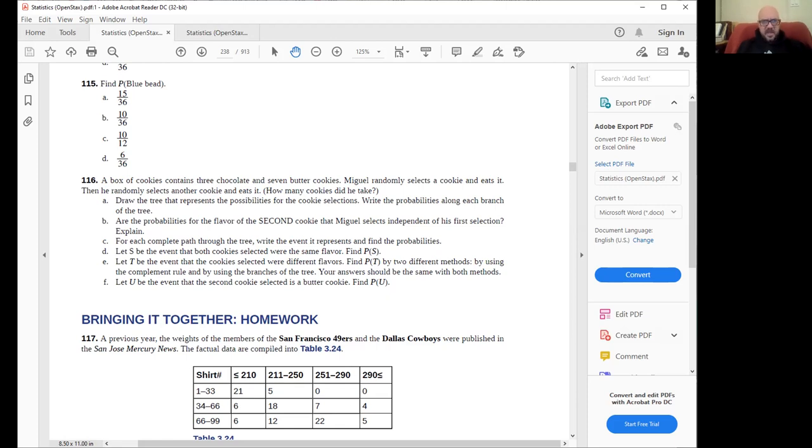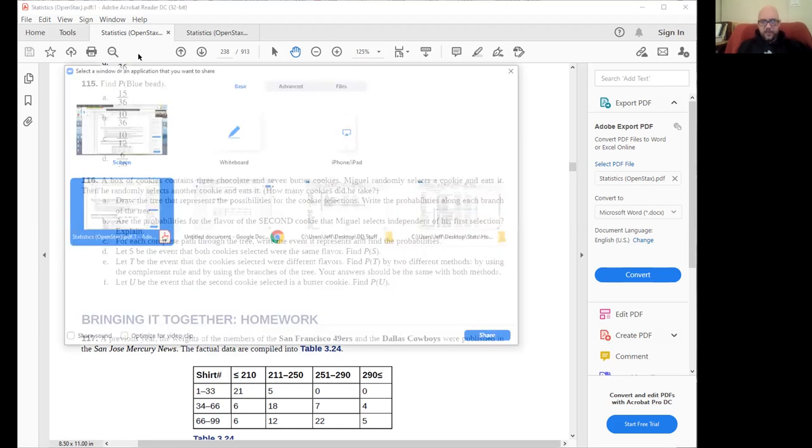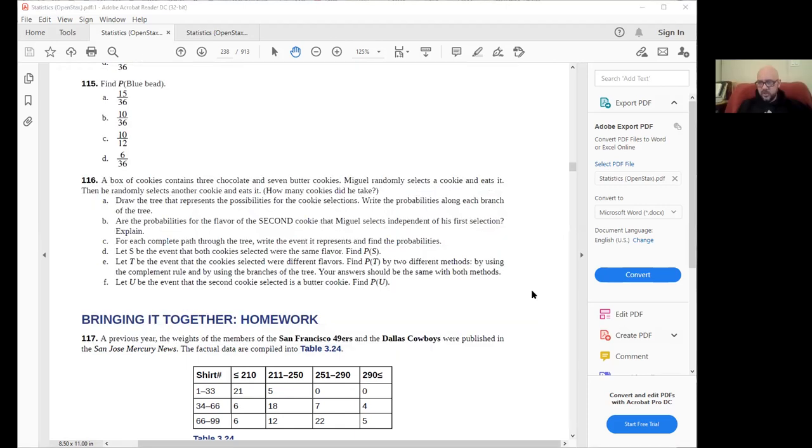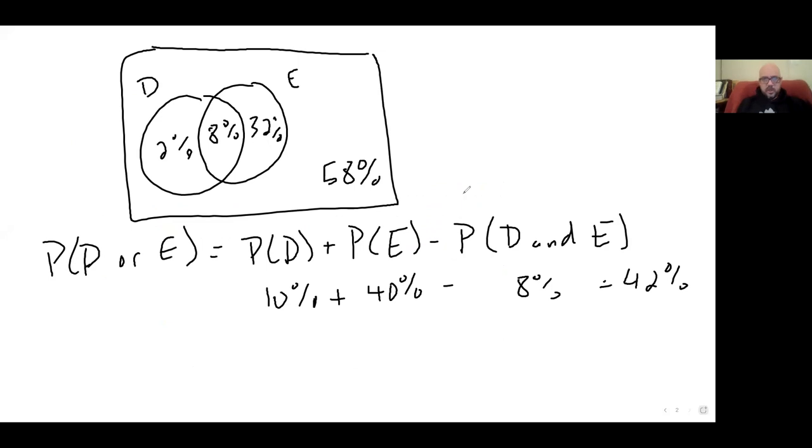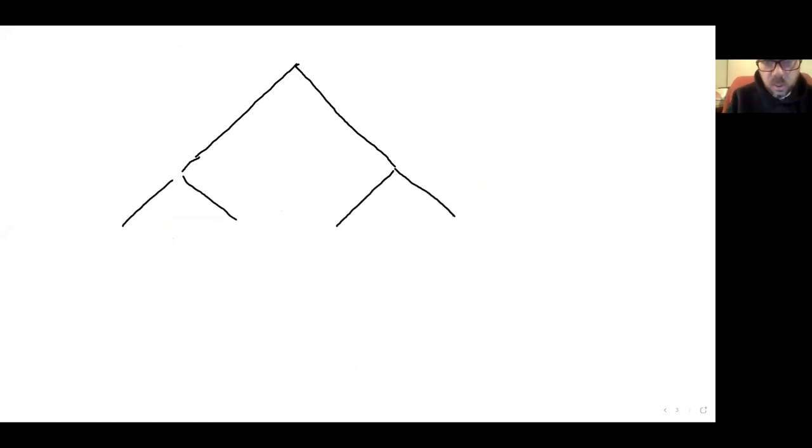Anyway, let's go back to the whiteboard. So we got 3 chocolate, 7 butter, and he's selecting 2. So I do love a good tree diagram, and this is one. We're going to go first cookie and second cookie. So we get second cookie here.